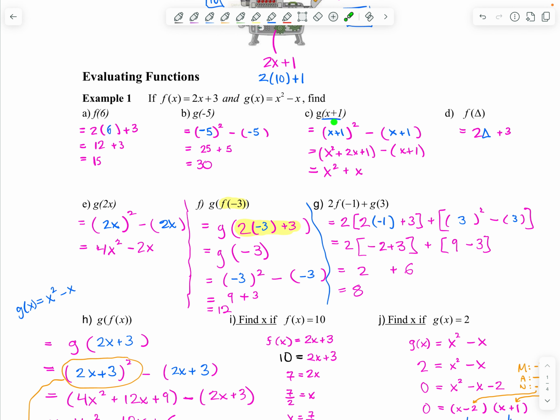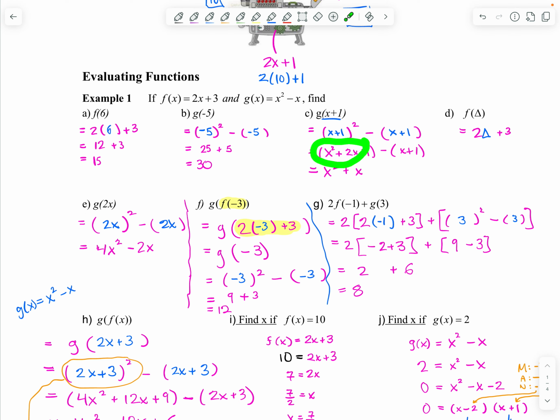Here, my input is an actual expression, right? That's the beauty of functions. I'm not limited to just value inputs. Now I can have expressions as inputs as well. So my input is now x plus 1. I'm going to replace my input here and here and here with x plus 1. So I'm squaring x plus 1 and I'm subtracting the group x plus 1, right? That's just the rule for g of x, the function g.